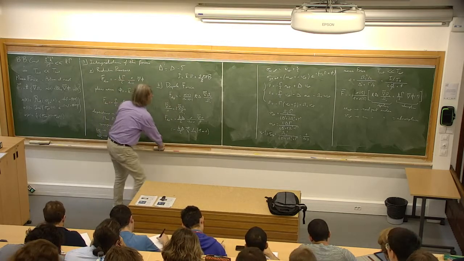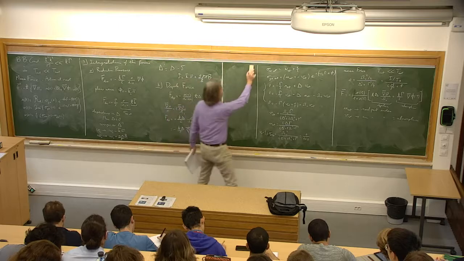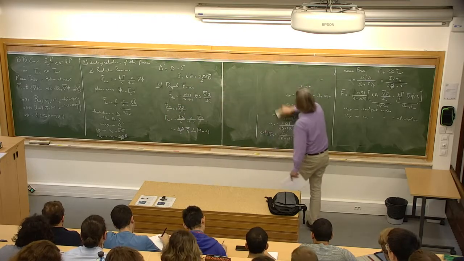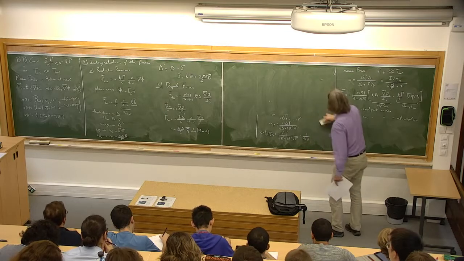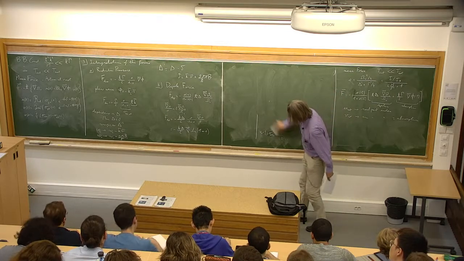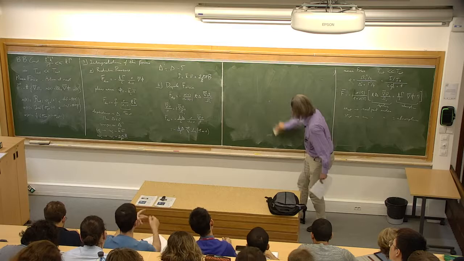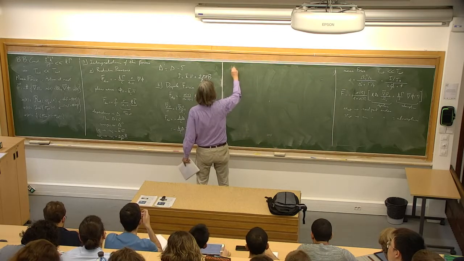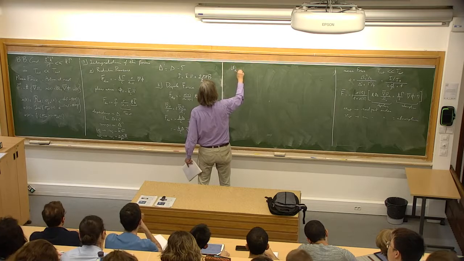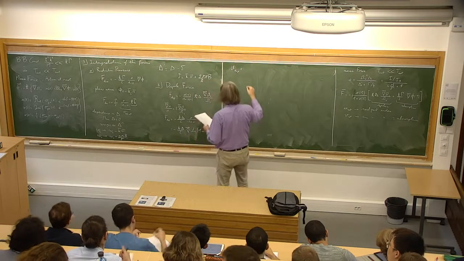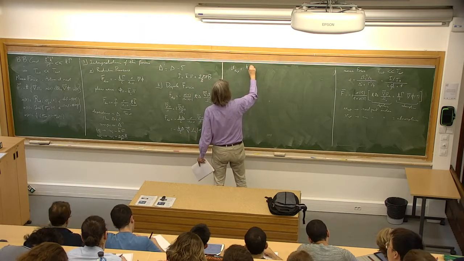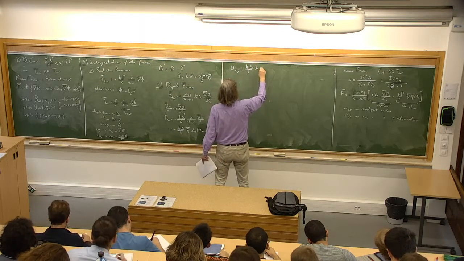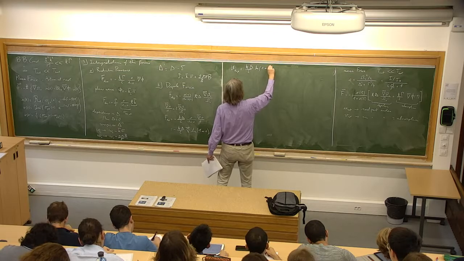Which means that this force is conservative. It derives from a potential, and you can write down the potential as U dip, the dipolar potential, which is h bar delta divided by 2 ln of 1 plus s.